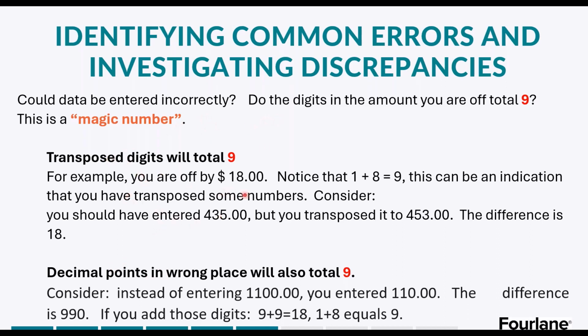For example, if you're off by $18, if you add those digits, 1 plus 8, that comes to 9. If that is the case, then you can look and find a transposed digit. So here would be an example. Maybe it should be 435, but you entered 453. The difference is 18. It would have been a 9. That's an indicator. The same thing happens, interesting enough, if you have misplaced a decimal point. Give that a go.